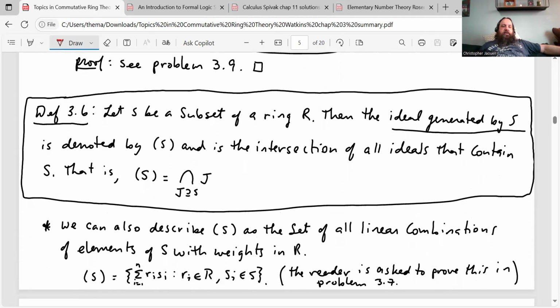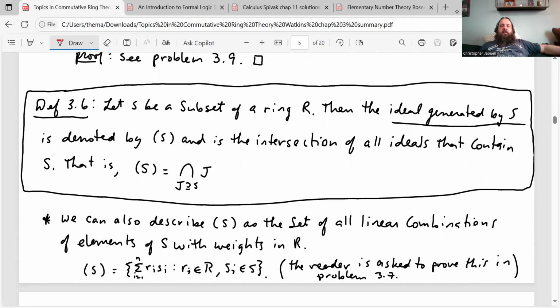Okay, definition 3.6. Let S be a subset of a ring R, then the ideal generated by S is denoted by, it looks like the notation that we've been using for ideals generated by an element, but here it's generated by the entire set S, and is the intersection of all ideals that contain S. That is, the ideal generated by S is the intersection of all ideals containing S.